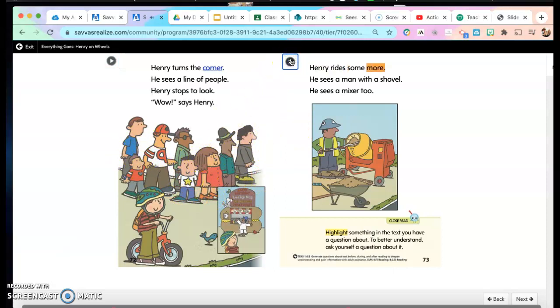Henry rides some more. He sees a man with a shovel. He sees a mixer, too.